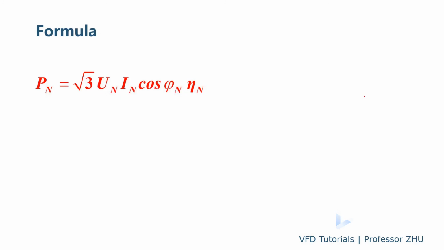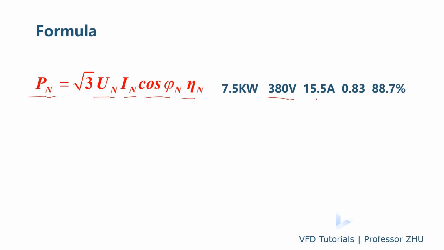Some useful formulas for motors, this one. You can get the power of the motor with rated voltage, current, power factor, and efficiency. Like for a motor with 380 volts rated voltage, current, efficiency, and the power factor, then you get the motor 7.5 kilowatt by this formula.